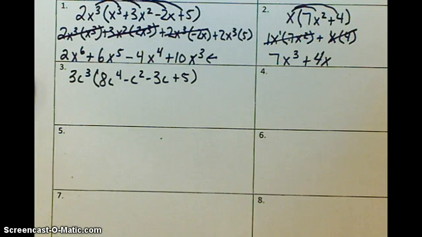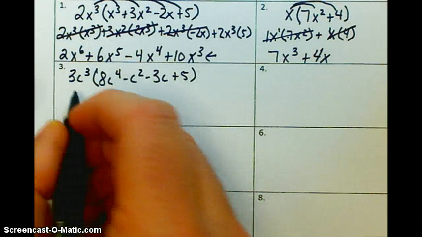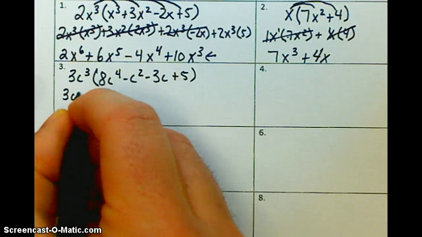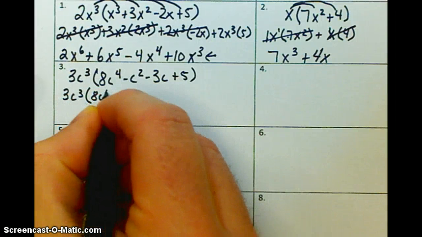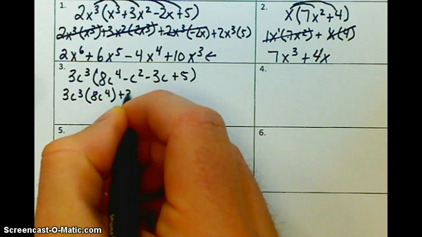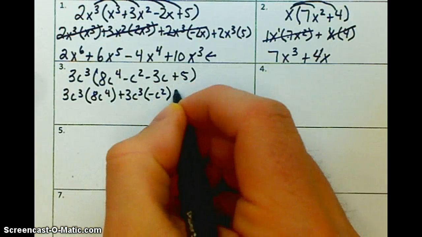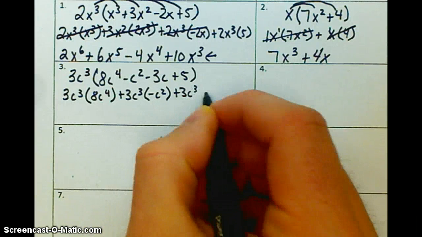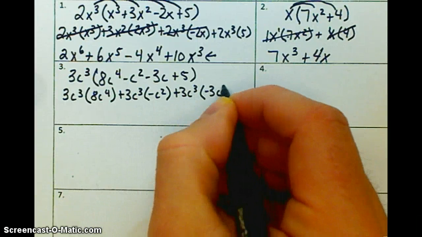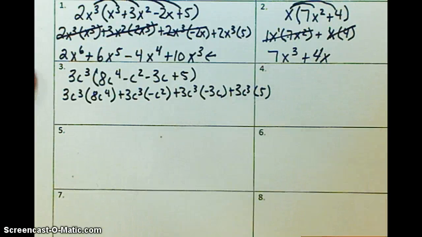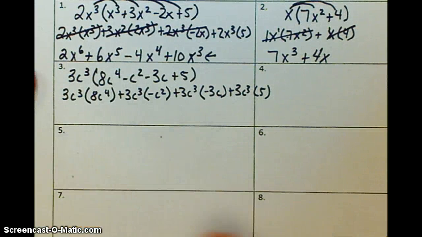Okay, so hopefully you tried the problem on your own. So let's work through it together and you check your answer. So we distribute the 3c cubed to everything. So we have 3c cubed times 8c to the 4th, plus 3c cubed times negative c squared, plus 3c cubed times negative 3c, plus 3c cubed times 5. Okay? So now let's combine like terms.